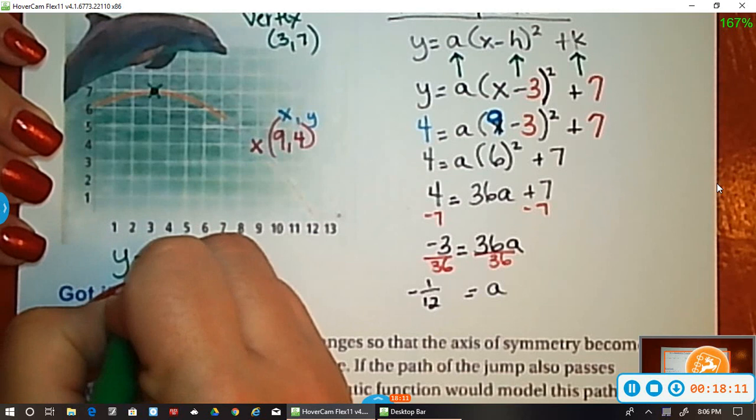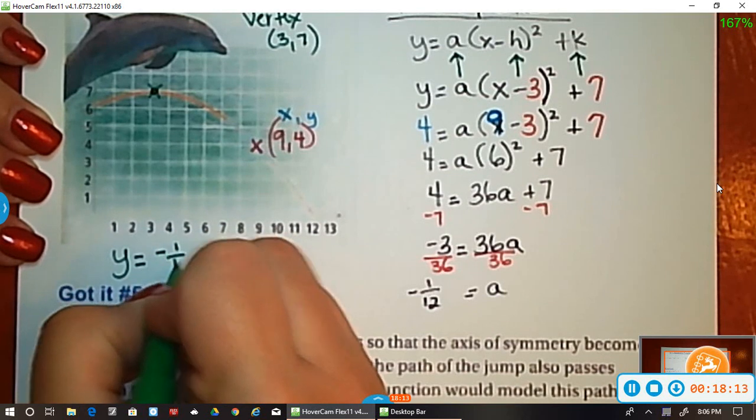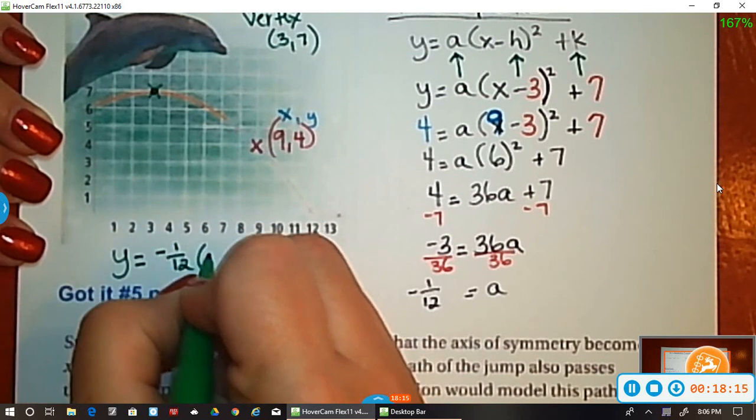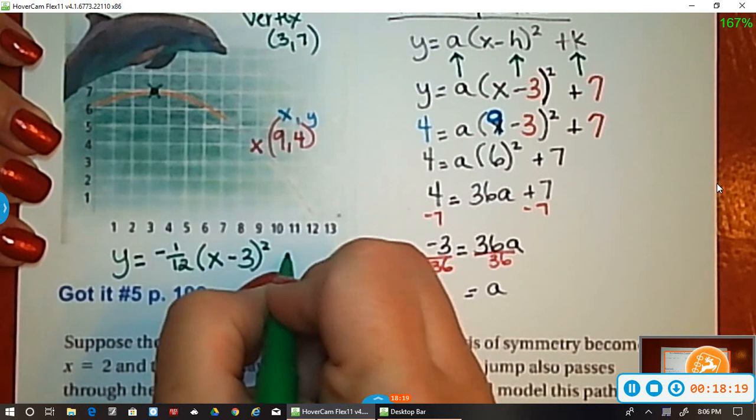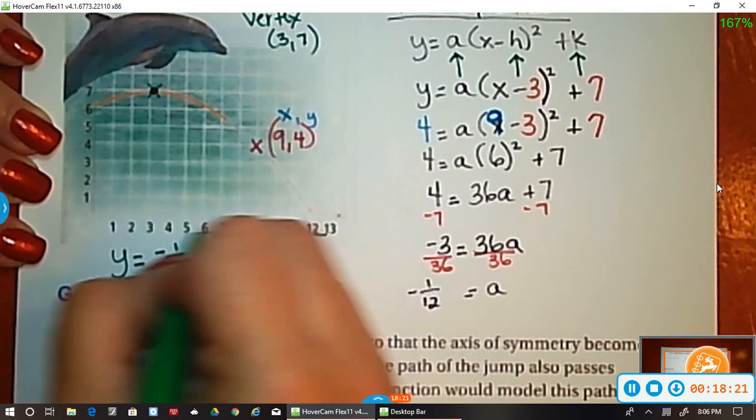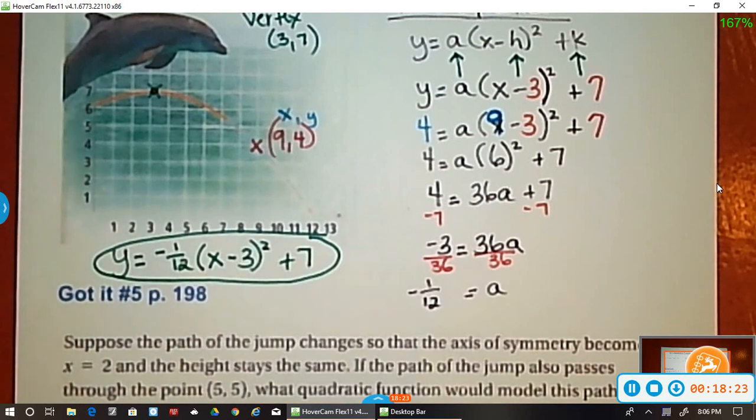So my equation will be y equals negative 1/12 times (x minus 3) squared plus 7. That is the equation for this parabola modeled by the dolphin jumping out of the water and back in.